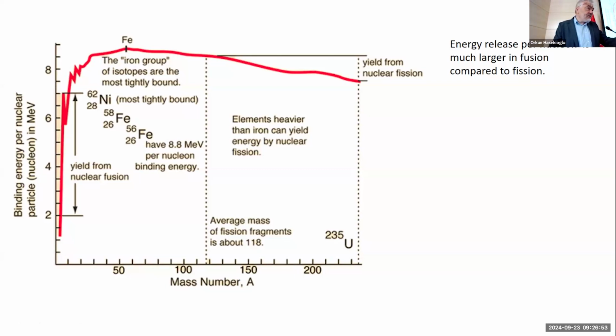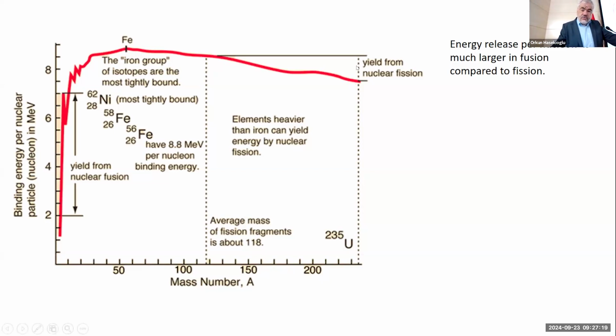If you combine small elements, hydrogen, helium, for instance, this is the delta E, the mass gap that one can achieve. Maybe 4 or 6 MeV per fusion can be obtained.